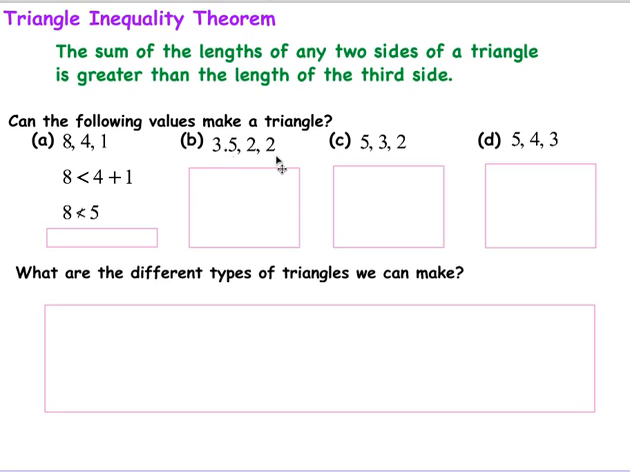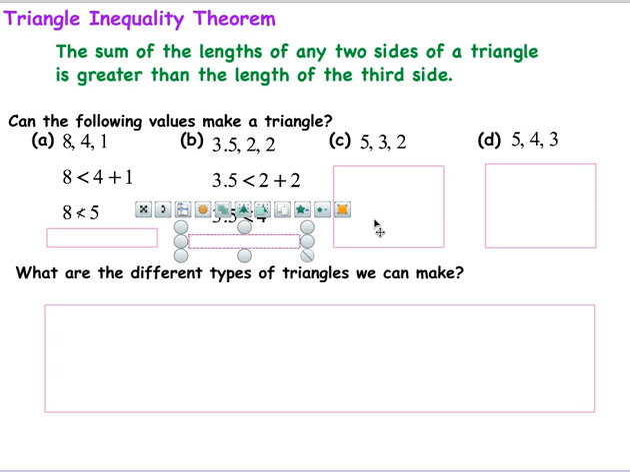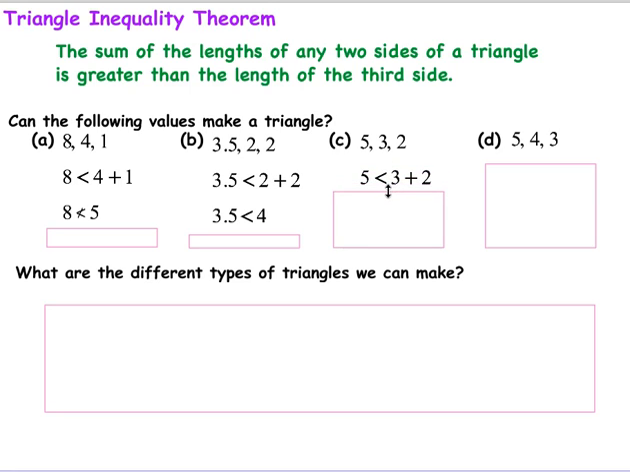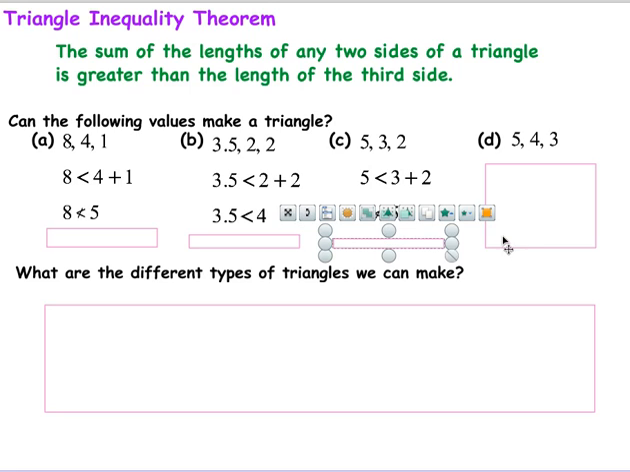How about 3.5, 2, and 2? Is 3.5 less than 2 plus 2? It is. So we can make a triangle. How about 5, 3, and 2? Is 5 less than 3 plus 2? No, 5 is equal to 5, so those three lengths will not make a triangle.